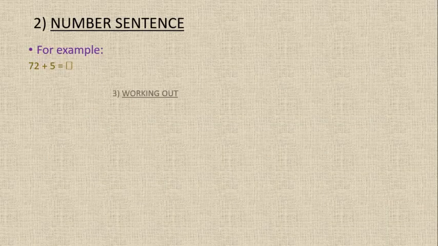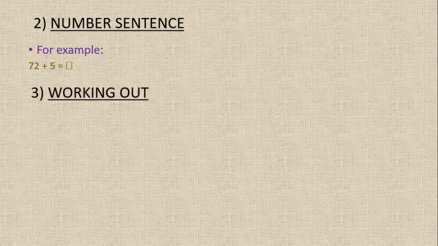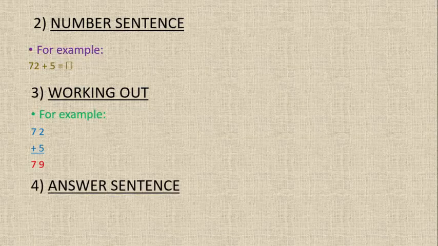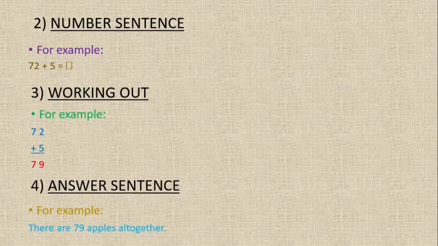The second thing to remember is your steps. So our first step is our number sentence. For example, 72 plus 5 equals answer block. Then we have our working out. For example, 72 plus 5 and our answer is 79. And the final thing is our answer sentence. For example, there are 79 apples altogether.